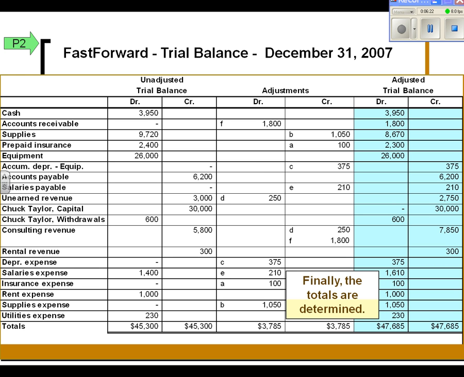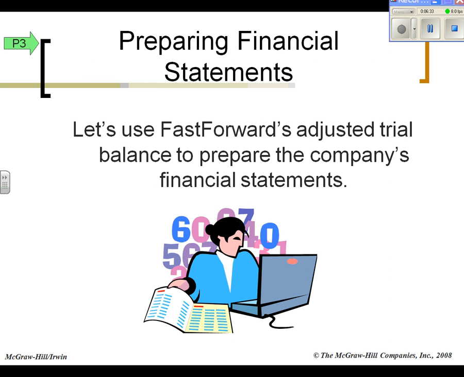All right, so that's how you use a worksheet. You have your unadjusted trial balance. You're going to make your adjusting entries, plop them in there, and then you'll come up with your adjusted trial balance. And from that adjusted trial balance, you want to know this: from the adjusted trial balance is where we prepare the financial statements. We do not prepare them from the general ledger. We prepare the financial statements from the adjusted trial balance.